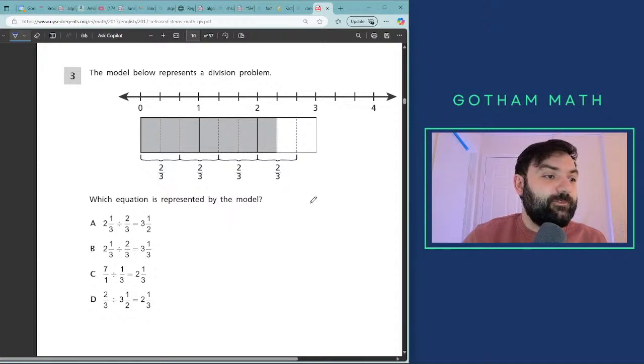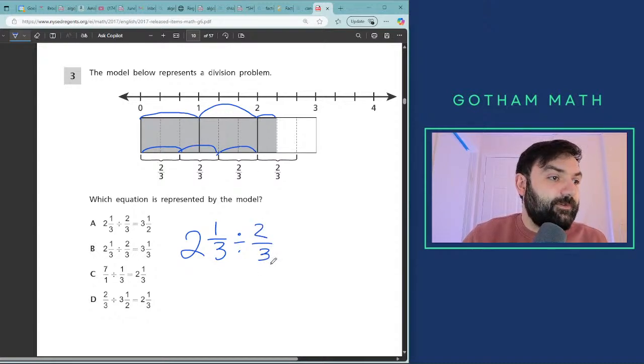I think question number 3 is literally the hardest question here. So what do we do? Which equation is represented by the model? We have pieces of 2/3, which I would say is one whole, because it says 1 on top of it, 2, and then 1/3. So 2 and 1/3 has been split in pieces of 2/3. You see this? And that would be the answer.